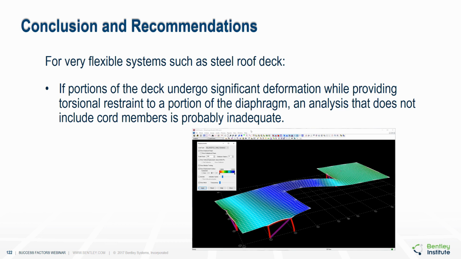For very flexible systems, such as steel roof deck, if portions of the deck undergo significant deformation while providing torsional restraint to a portion of the diaphragm, like what we saw, an analysis that doesn't include the chord members is probably inadequate. For a really sparse structure like this, you probably need to include those chords in that analysis.